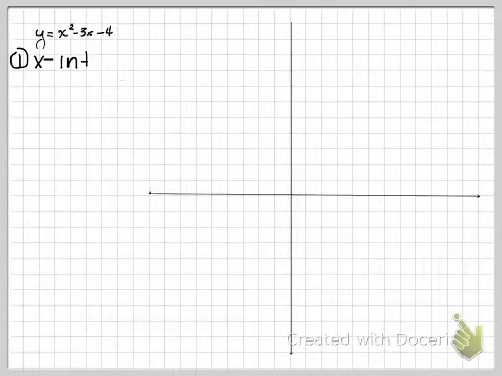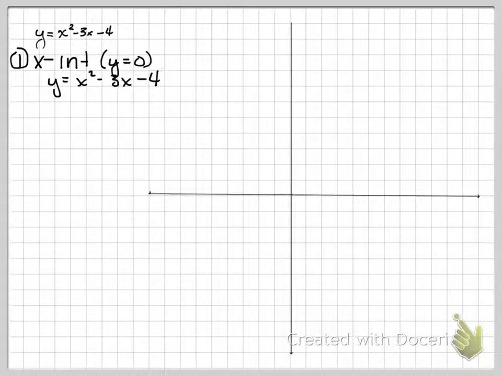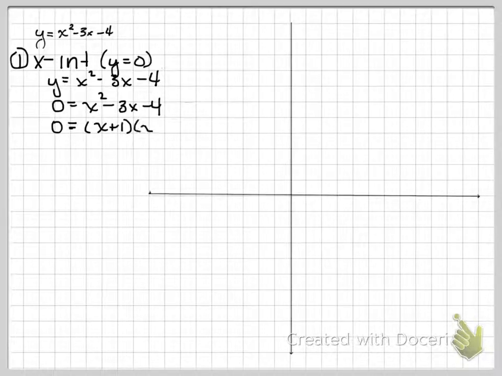Alright, the thing about all x-intercepts is that the y value equals 0. So if I take my equation, y equals x squared minus 3x minus 4, and I put that 0 in for y, I get this. 0 equals x squared minus 3x minus 4. And now I can just factor that to find my x-intercepts. And the factors for this are x plus 1 and x minus 4.